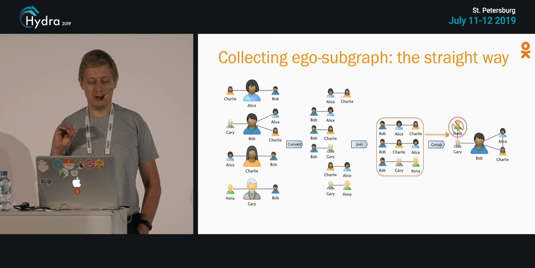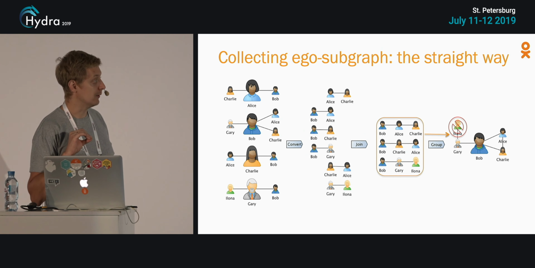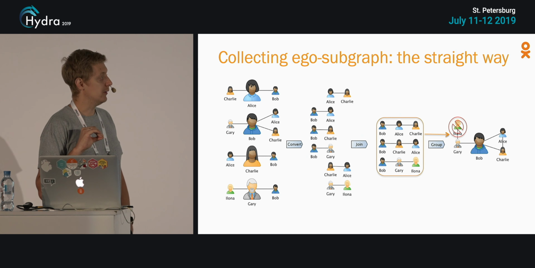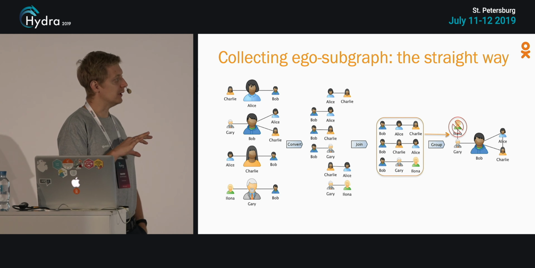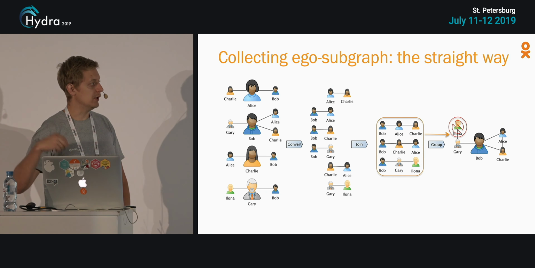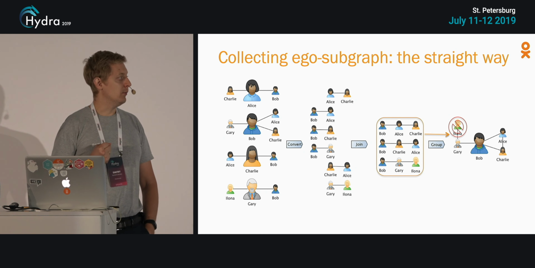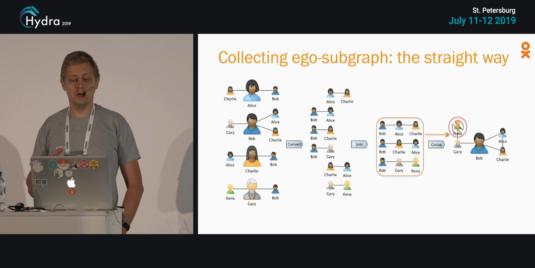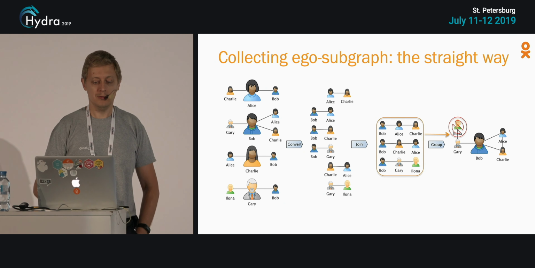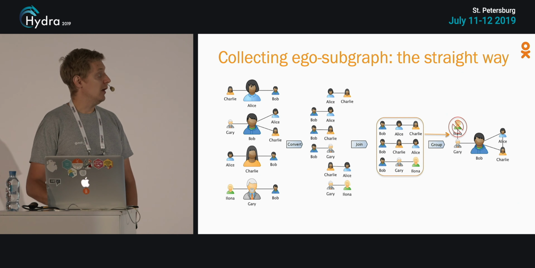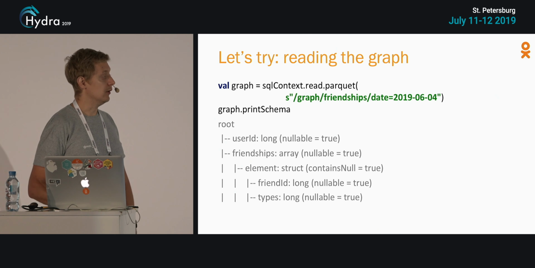And this is actually also an interesting point. You might already note that we are passing a lot of irrelevant data across the network, which we will need to filter later on. But the straightforward approach works just like that without any additional tricks. Let's take a look at how it will look in code.